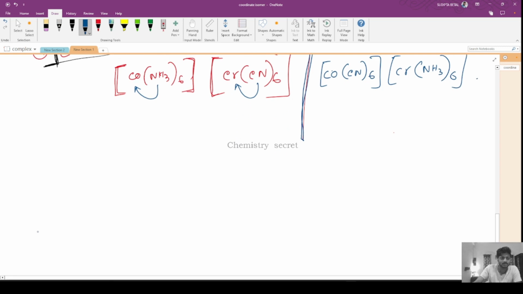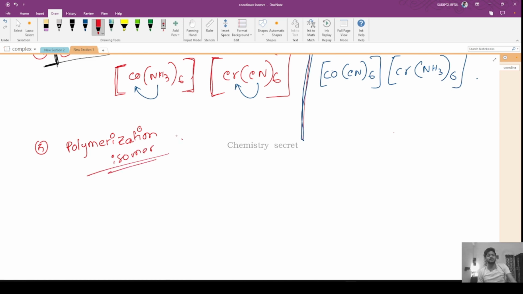So now the next topic is polymerization isomerism. So what is polymerization isomerism? Firstly, we have to say these are not real isomers. All these isomers have the same empirical formula only. That means the ratio of metal and ligand is always the same in every isomer. And what is the ratio? The ratio should be 1:2:2.